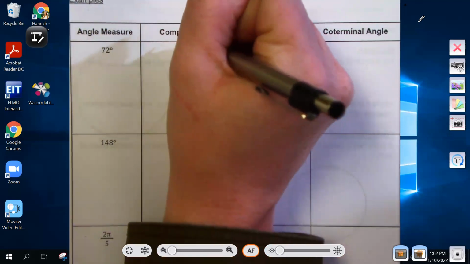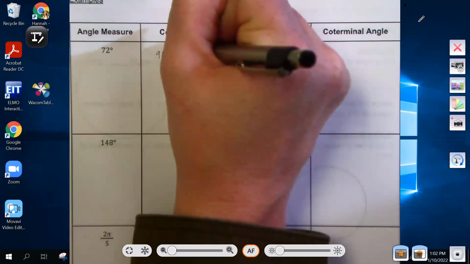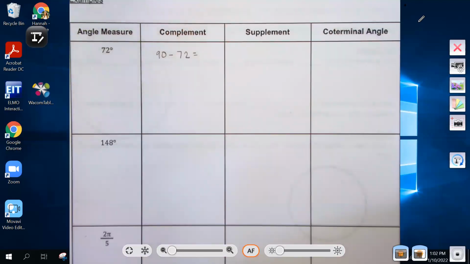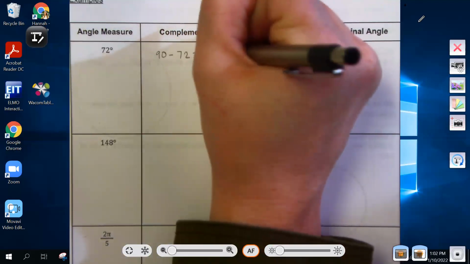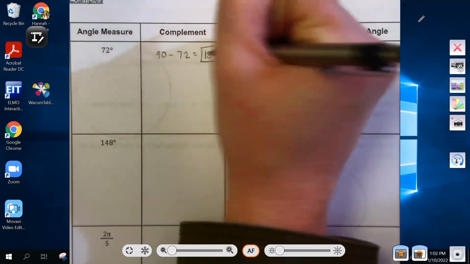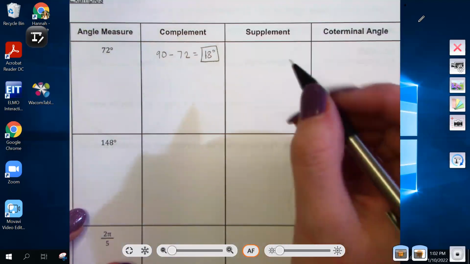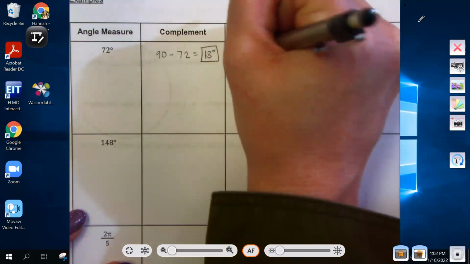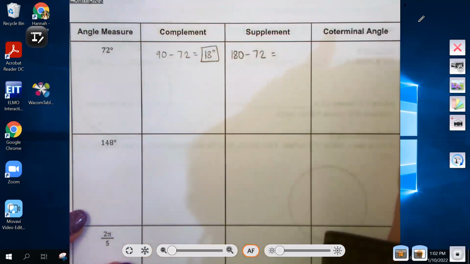So to find the complement of 72 degrees, the complementary angles add to be 90 degrees. So the way we can find the complement is by taking 90 and subtracting 72. Yep, 18 degrees. Okay, so how would we find the supplement? 180 minus 72. Which is what? 108?